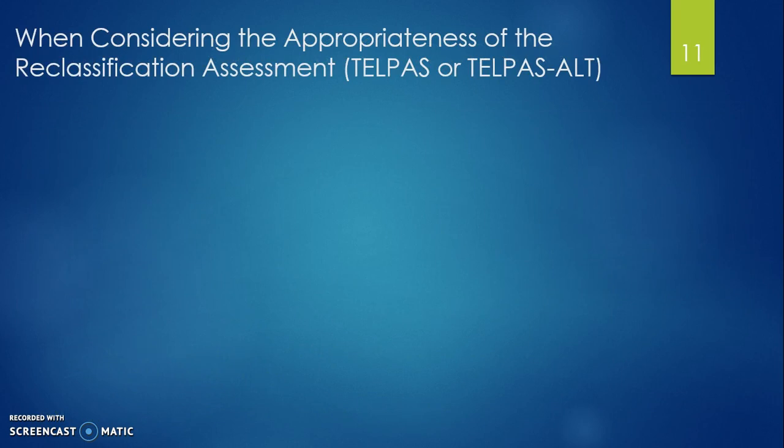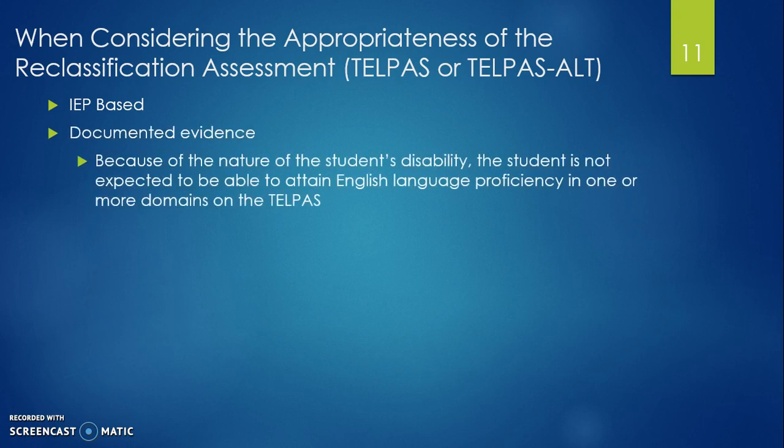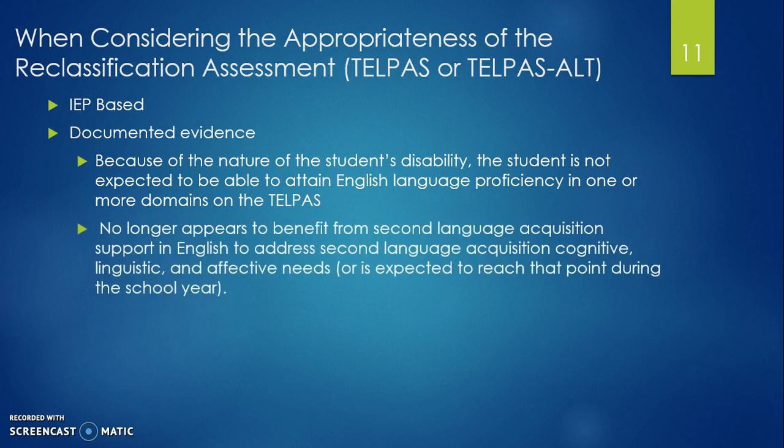At the informal ARD LPAC meeting, participants discuss the second language acquisition of the student within the context of the individual student's disability to consider the appropriateness of the assessment to be used for reclassification. Consideration must be IEP-based and must include documented evidence that, because of the nature of the student's disability, the student is not expected to be able to attain English language proficiency in one or more domains, and no longer appears to benefit from second language acquisition support in English to address second language acquisition cognitive, linguistic, and affective needs, or is expected to reach that point during the school year.